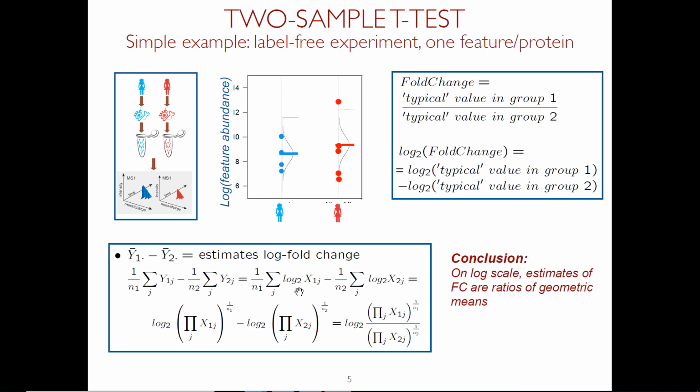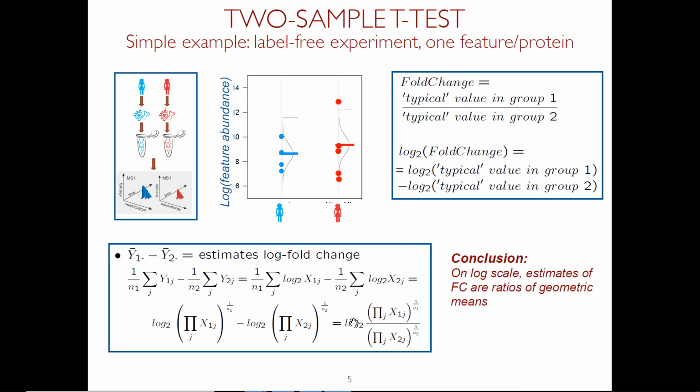So now, next line, I'm spelling it out. I replace y with the log of x. So x was on the original scale. Now it's the difference of the sums of the logs. Now logarithm has a property that the sum of the logs is the log of the product. So I can replace it with this expression here and this expression here. And now the difference of logs is the log of the ratio.